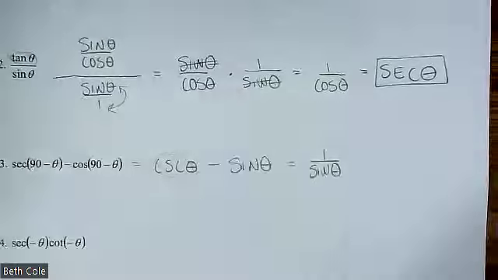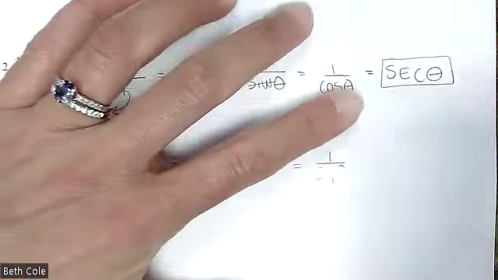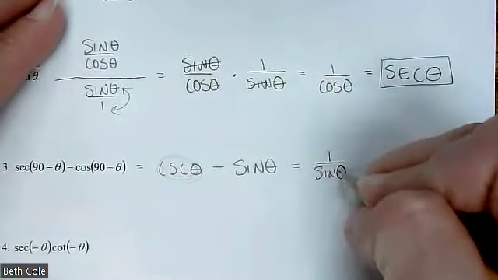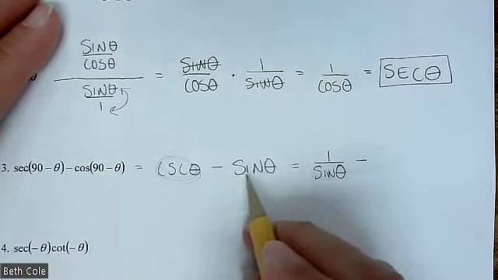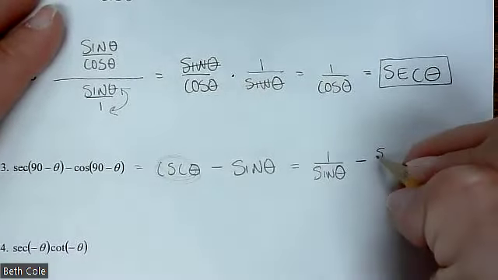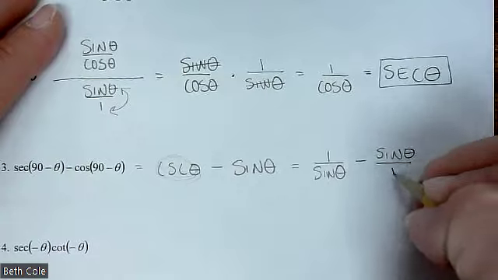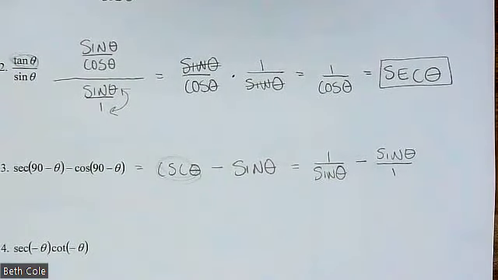My handwriting's getting messy. Let me fix that. 1 over sine minus, and then how have I been telling you to write this? If you're not going to change it, yeah, put it over 1. Now those signs don't cancel. Why not? Why can't we cancel them? You're subtracting, right? Not multiplying.